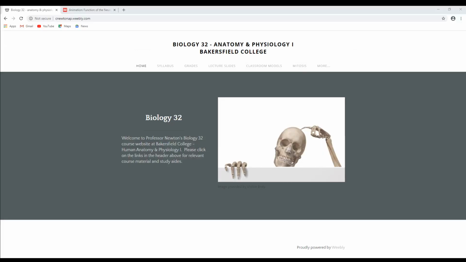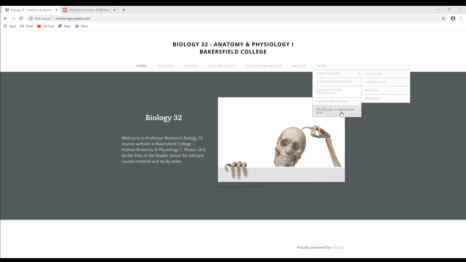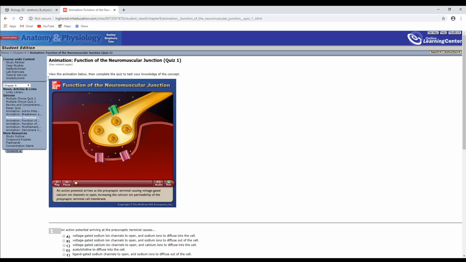To remind ourselves where these animations are located, again, you can head to my website. You click on More over here, and then Textbook Companion Sites. When you click on Textbook Companion Sites, a new window opens. What we're on over here is Chapter 9, and there's a drop down over here that allows you to scroll down to Chapter 9.